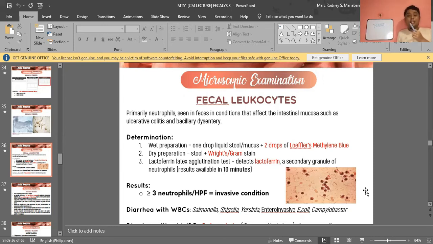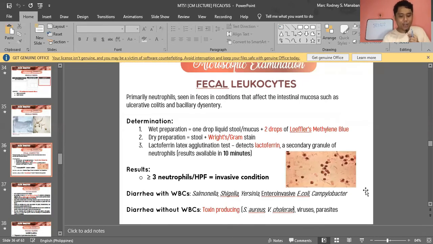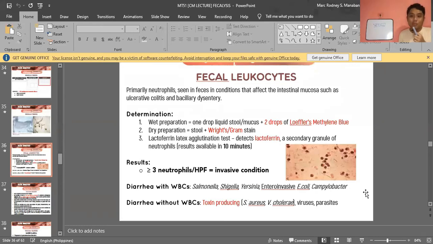So it's an immunoassay. Questions here may ask: lactoferrin can be detected where? Or lactoferrin is a test to detect what? Letter A, neutrophils. Letter B, fecal leukocytes. Whatever the choices, of course, that is for fecal leukocytes, especially the neutrophils. Now, results of greater than or equal to 3 neutrophils per HPF, even at that little amount, are already indicative of an invasive condition.